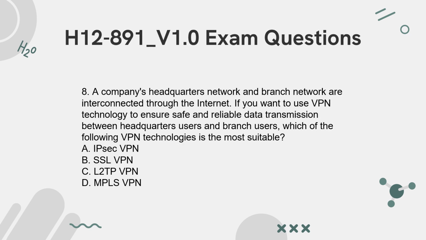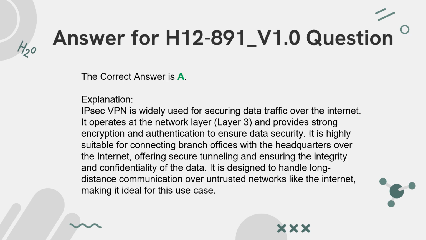A company's headquarters network and branch network are interconnected through the Internet. If you want to use VPN technology to ensure safe and reliable data transmission between headquarters users and branch users, which of the following VPN technologies is the most suitable? A. IPsec VPN. B. SSL VPN. C. L2TP VPN. D. MPLS VPN. The correct answer is A.